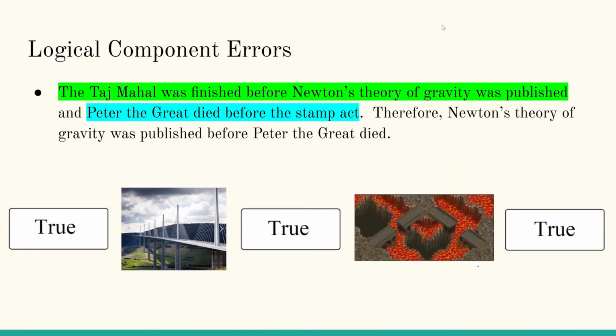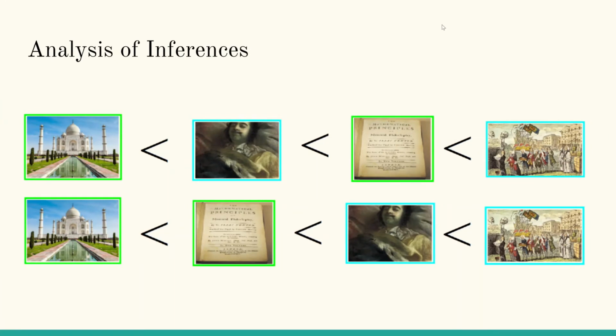However, true premises in a conclusion do not guarantee an argument is void of logical component errors. Take, for example, the following invalid inference. The Taj Mahal was finished before Newton's theory of gravity was published, and Peter the Great died before the Stamp Act. Therefore, Newton's theory of gravity was published before Peter the Great died. While all three of these statements are true, the argument is unsound because the relation the conclusion draws between the premises is not guaranteed within the context of the inferences.